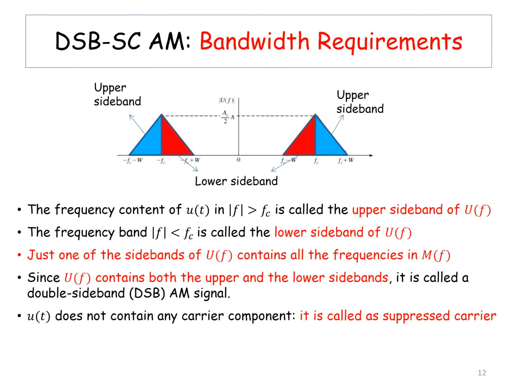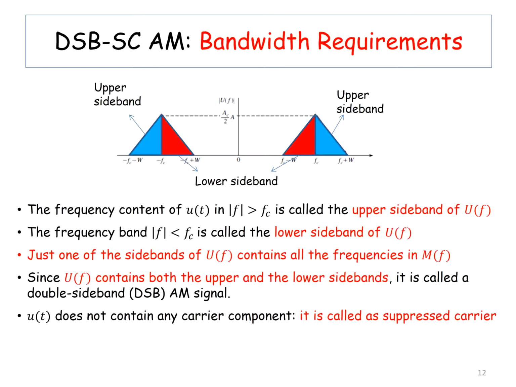In the spectrum of the modulated signal, the blue region is called the upper sideband, in which the absolute value of the frequency is greater than the carrier frequency fc. The red part is called the lower sideband, in which the absolute frequency is less than fc. As you notice, just one of the sidebands contains all the frequencies in the message spectrum.